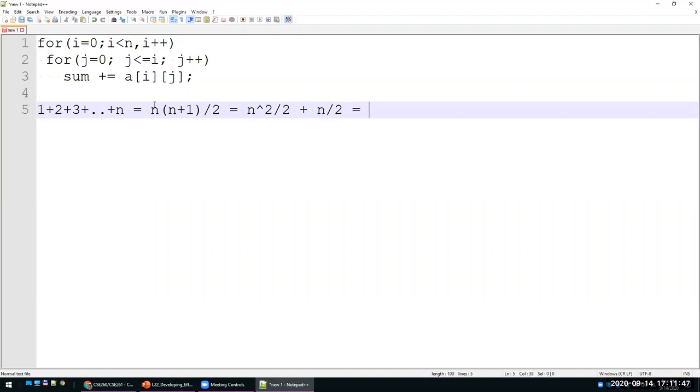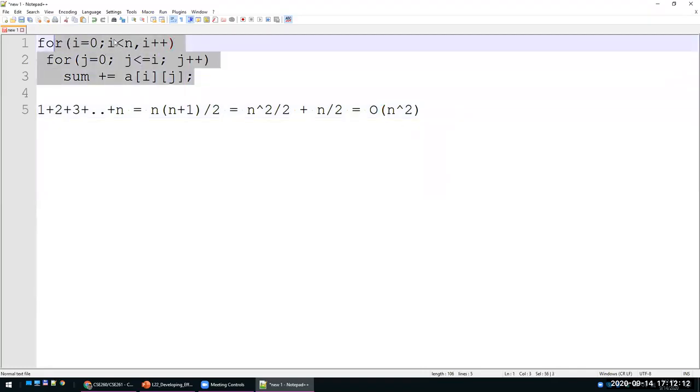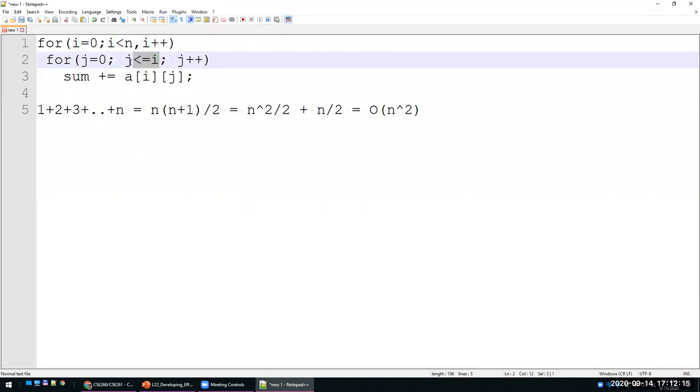But as we said, first of all, we get rid of the non-dominating terms, and n grows much slower than n square. We also get rid of multiplicative constants. N squared divided by 2 is the same as n squared. So basically, the cost of these nested loops, although we are iterating up to i instead of up to n, is O of n squared. Okay.